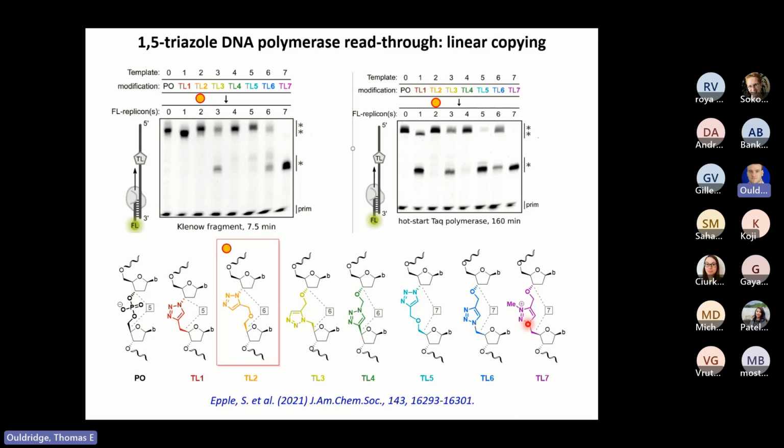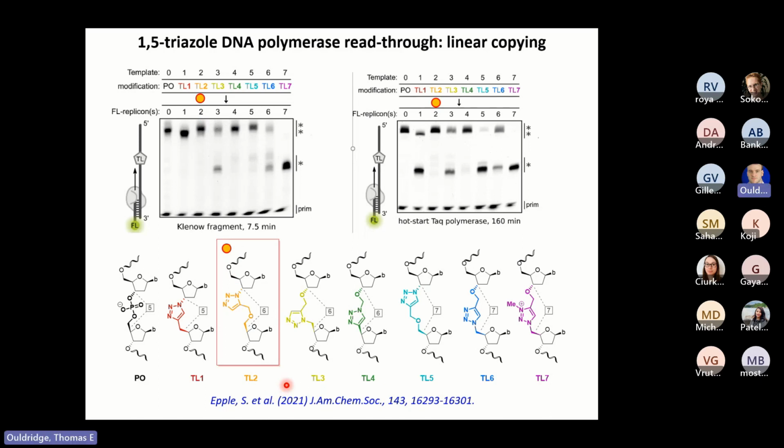When we did, this is quite a complicated slide, but I only want to make one specific point. We made a whole range of different triazoles again, like we did before, but the only one I really want to focus on is this one here. This one is a 1,5 triazole, and what we found was that linear copying of that triazole is extremely efficient. Very efficient. Many of the other triazoles, if you look at the actual copying after certain time points, it's not finished. But this one, the one in yellow, which is the 1,5 triazole, reads through very quickly. So this was published relatively recently.